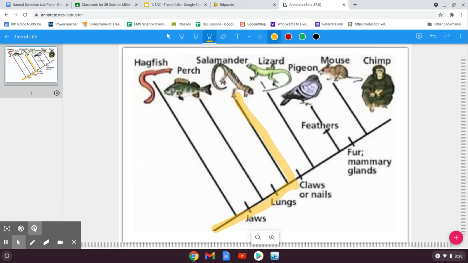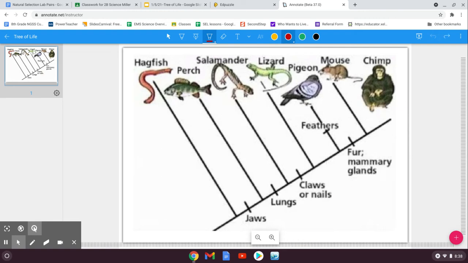So if you look up to the right from an animal, looking this direction, you're seeing what it does not have. If you look down the left side, you'll see what it does have. So it's as simple as that.